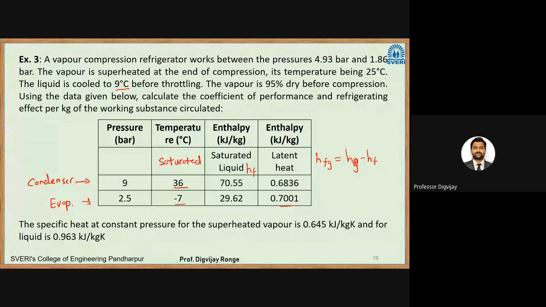Next, the specific heat at constant pressure for the superheated vapor is given as 0.645 kilojoule per kg Kelvin, and for liquid it is 0.963 kilojoule per kg Kelvin. So this is your problem. First you draw the pH and TS diagrams. On that diagram we will show the given values.